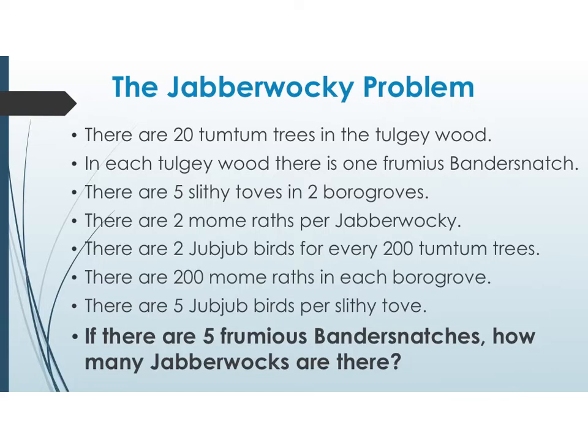There are 2 jubjub birds for every 200 tum-tum trees. There are 200 momras in each borogove. There are 5 jubjub birds per Slithy tove. And I want to know, if there are 5 Frumious Bandersnatches, how many Jabberwocks or Jabberwockies are there? So I want you to take a minute, or a couple, and see if you can figure this out without any prior knowledge. You can go ahead and pause the video and resume once you've given it your best shot.